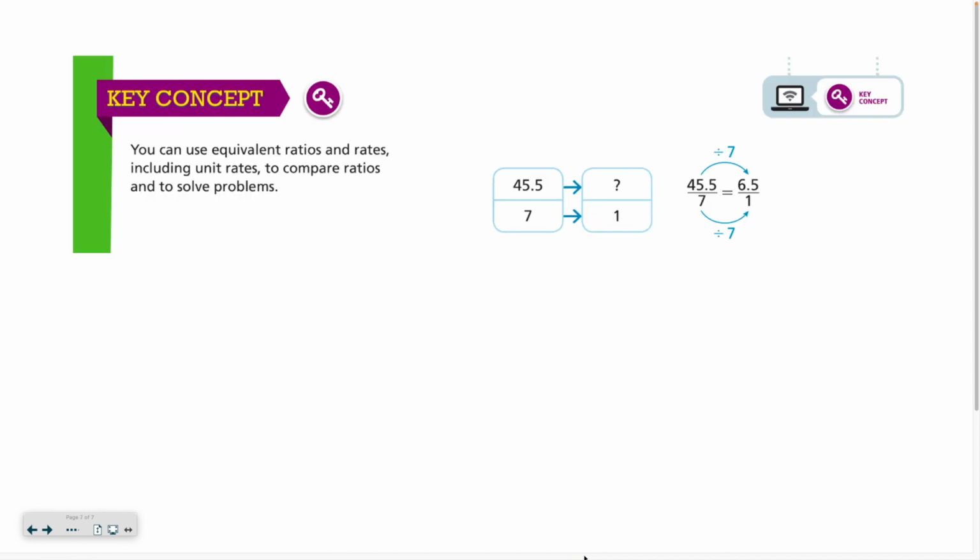Otherwise, looking at this key concept, it summarizes what we have been doing in this lesson. If you have questions about that or anything else in the video, please be sure to reach out for some help.